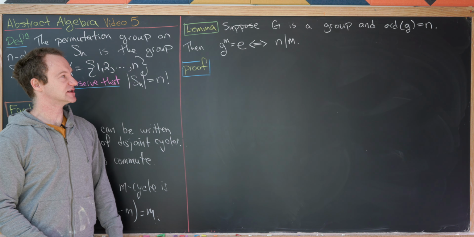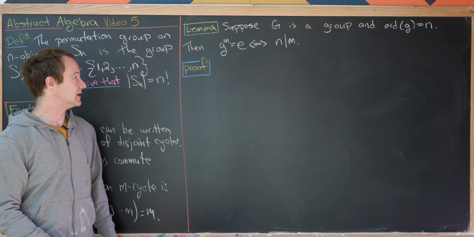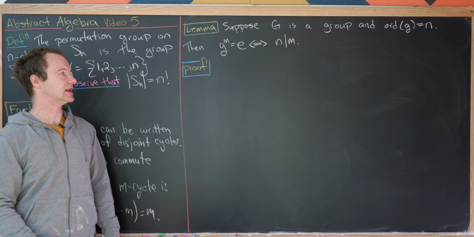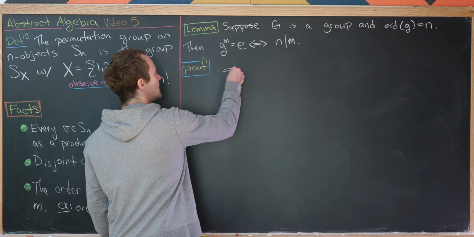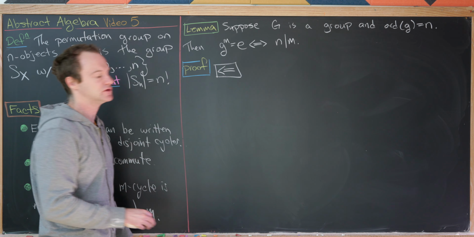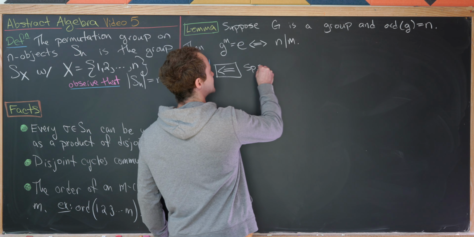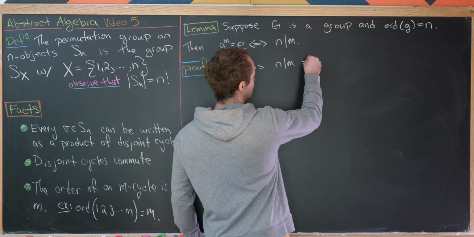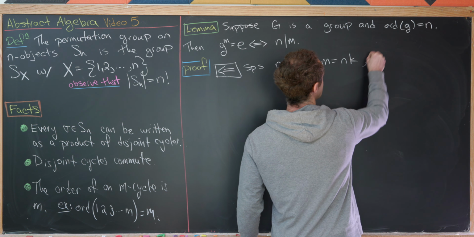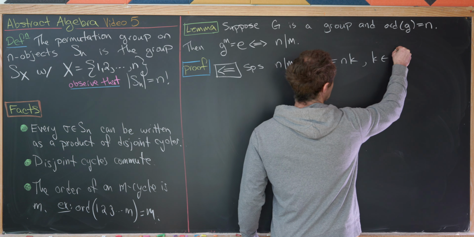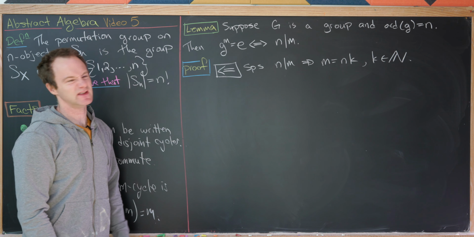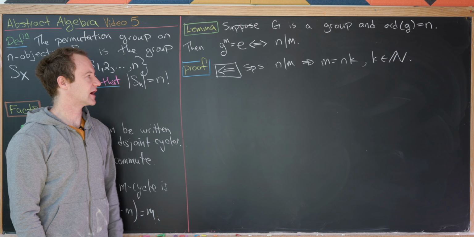So let's suppose that G is a group and the order of g is n. Then g to the m is the identity if and only if n divides m. So let's maybe do the reverse direction first. Notice this is an if and only if statement, so there are two things to prove. So let's suppose that n divides m, but that means that m is equal to n times k for some integer k, but here we can take this to be a natural number. I should have maybe restricted these to natural numbers, but let's not worry about that.